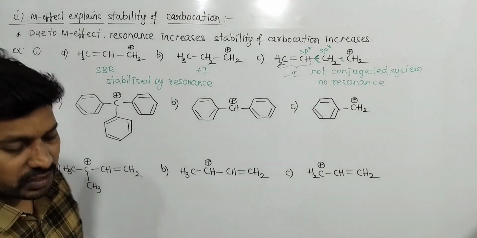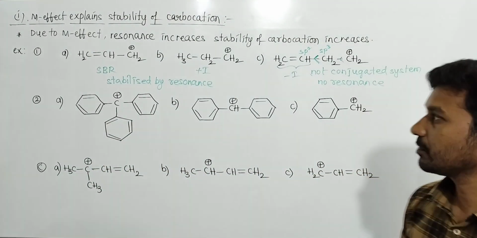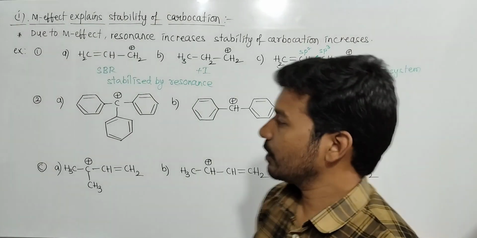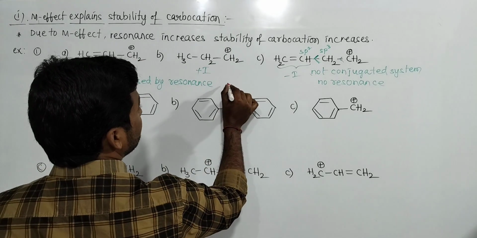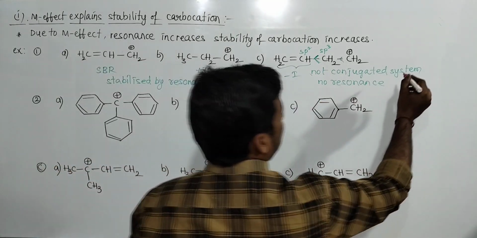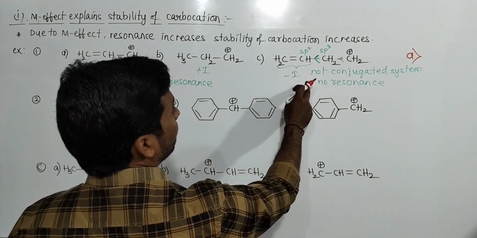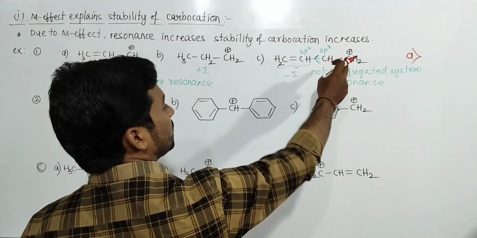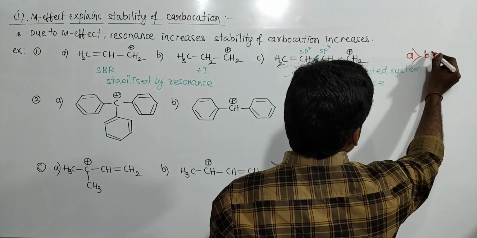Which one is more stable, resonance or inductive effect? Resonance is nothing but mesomeric effect. So your stability order, which is more stable? Resonance stabilized cation is more stable. A is more stable than B. Here, plus I increases stability of carbocation, minus I decreases stability of carbocation. So B is more stable than C.